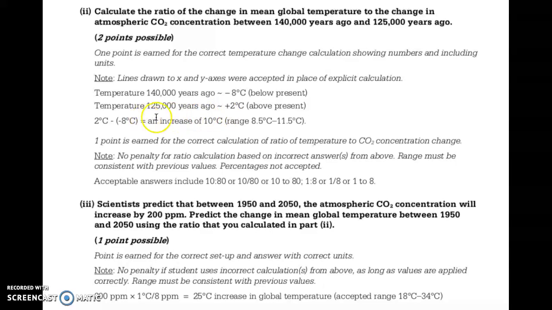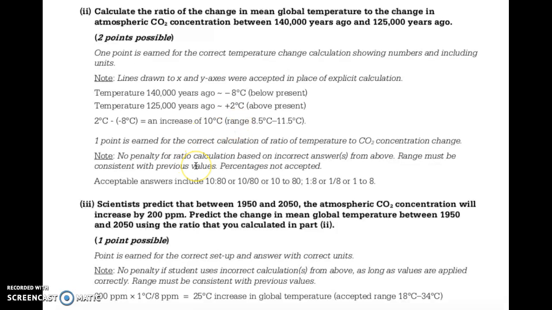And again, we're doing the most recent minus the further in the past number. So make sure you're careful when you're subtracting a negative. When you subtract a negative, it's basically addition. So it's an increase of about 10 degrees. So that could be anywhere from probably 8 degrees to probably 12 degrees. So you get 1 point for correctly calculating the temperature change. So 1 point for this whole part.